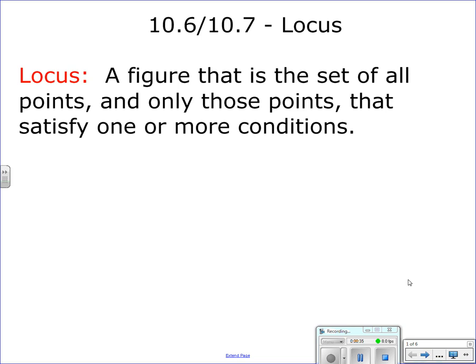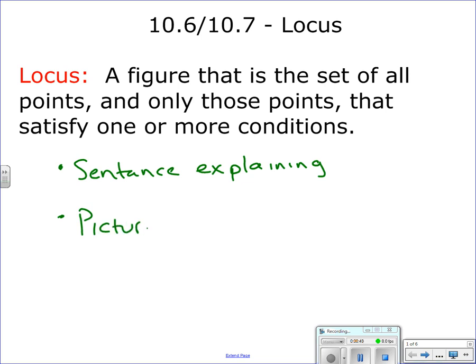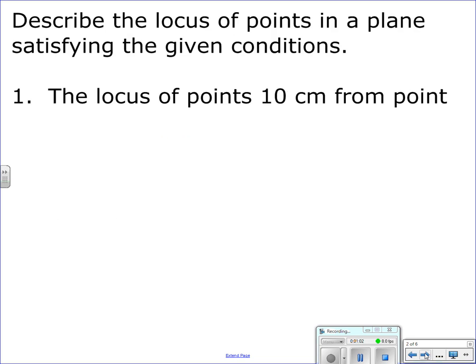Typically, what I want you guys to give me as your answer is a sentence explaining, and then you're also going to try and give me a picture as part of your answer. And quite honestly, it's easiest for you guys to see what locus is if I show you an example. So, describe the locus of points in a plane satisfying the given conditions.